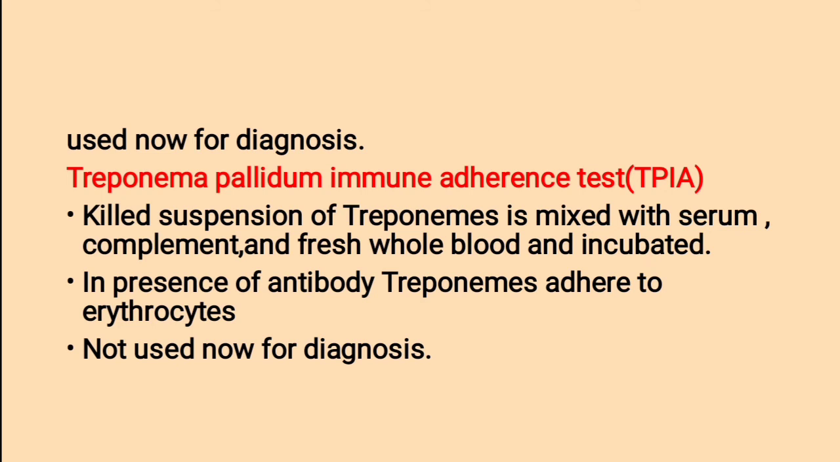Next test, the Treponema pallidum immune adherence test, that is TPIA. The killed suspension of treponema is mixed with serum, complement and fresh whole blood, and it is incubated. In the presence of antibody, treponema adhere to erythrocytes. It is not used now for diagnosis.